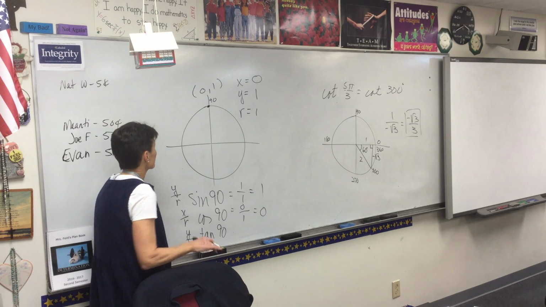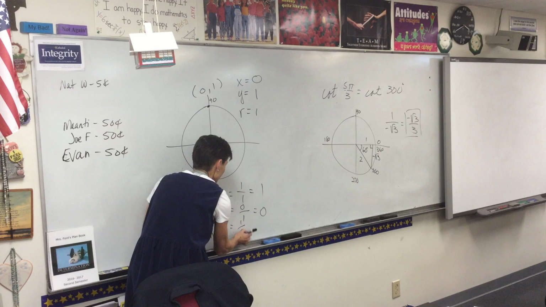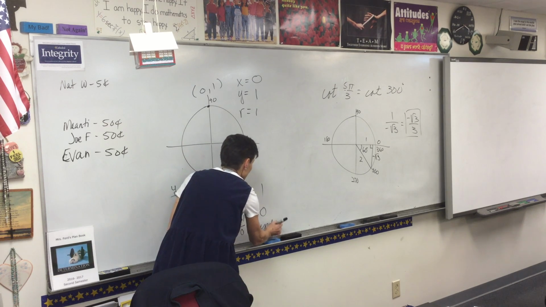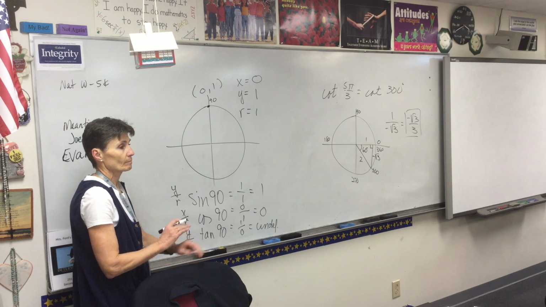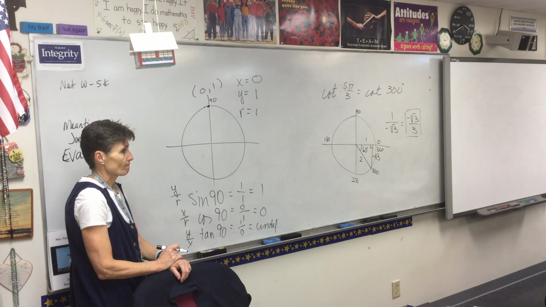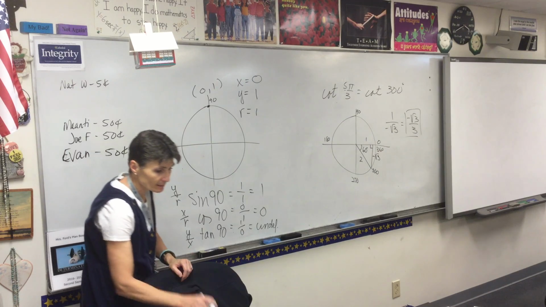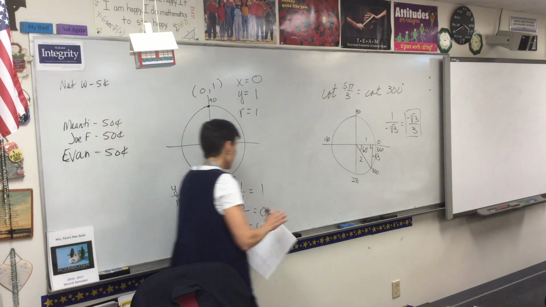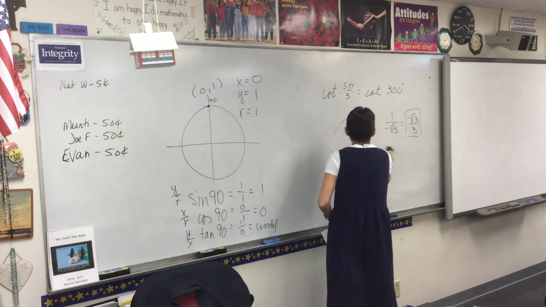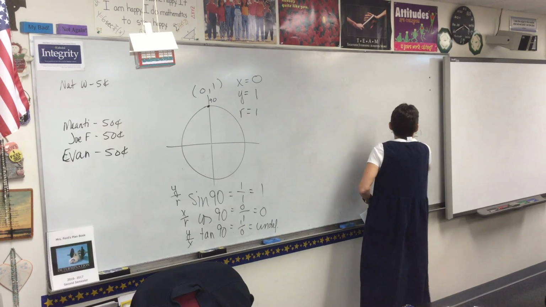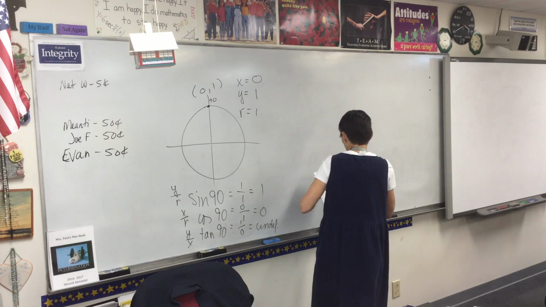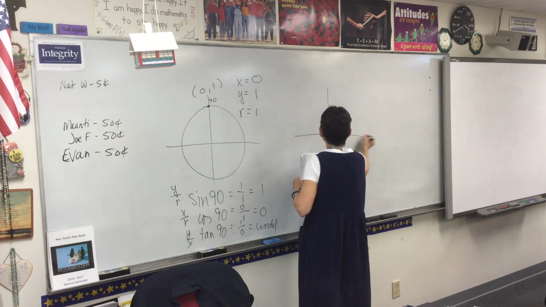y over x, which is 1 over 0, which is undefined. Now that can be a little bit tricky. Please don't let it be. If they don't tell you what the point is, if they don't give you a number, then you make the radius 1.